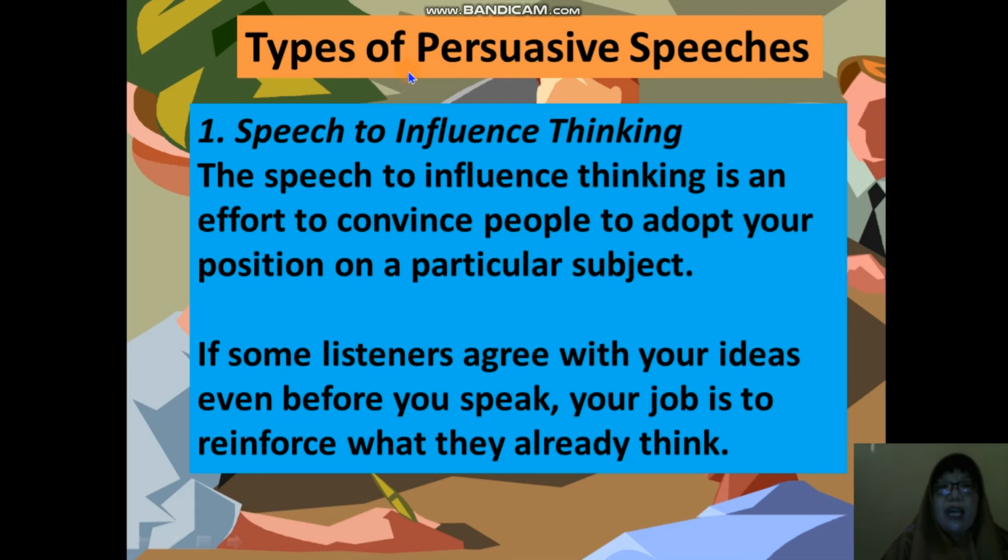There are two types of persuasive speeches. The first type is speech to influence thinking. The speech to influence thinking is an effort to convince people to adopt your position on a particular subject. If some listeners agree with your ideas, even before you speak, your job is to reinforce what they already think.